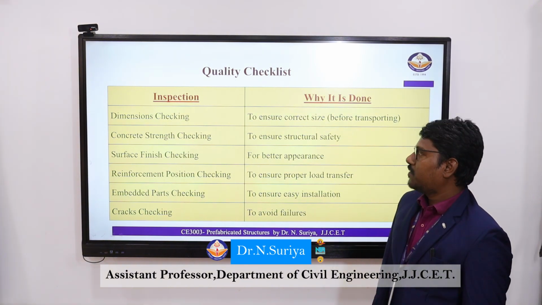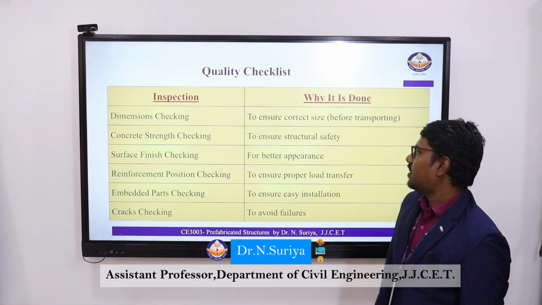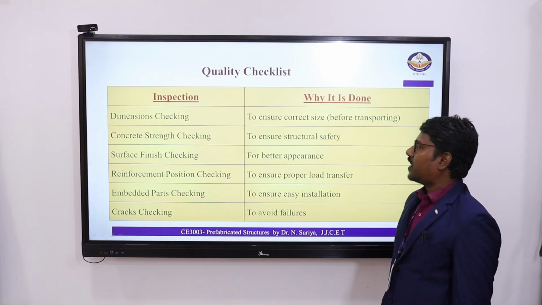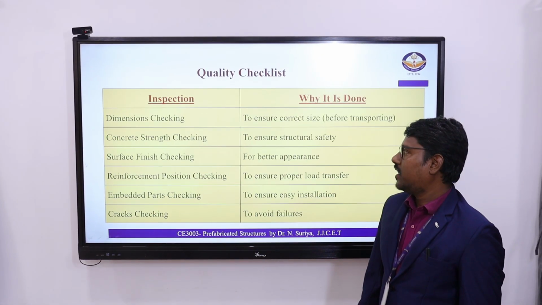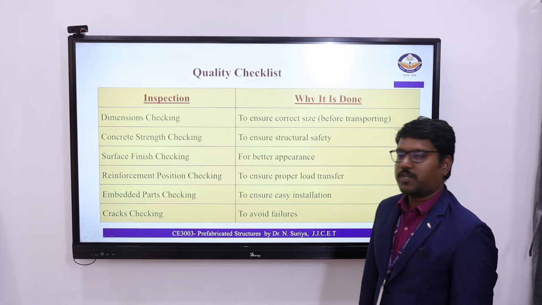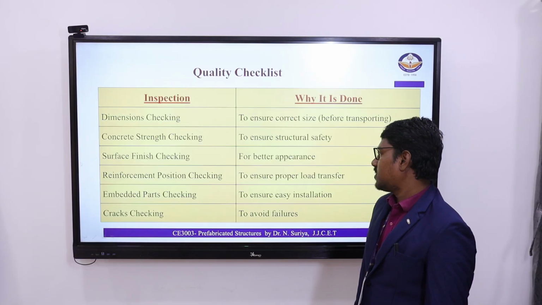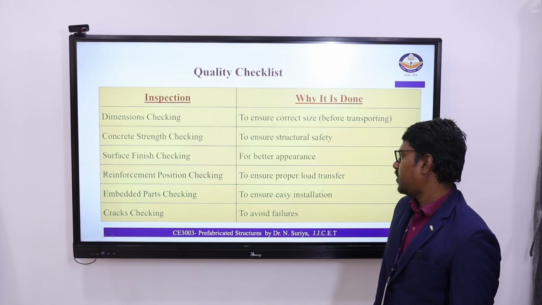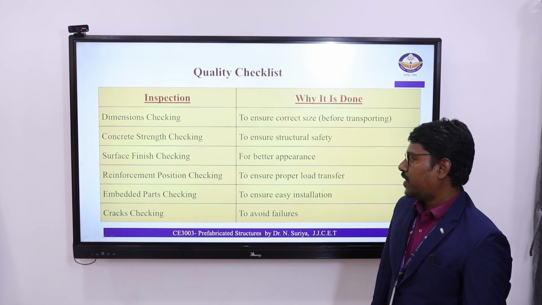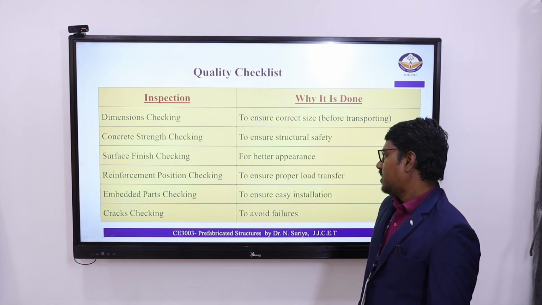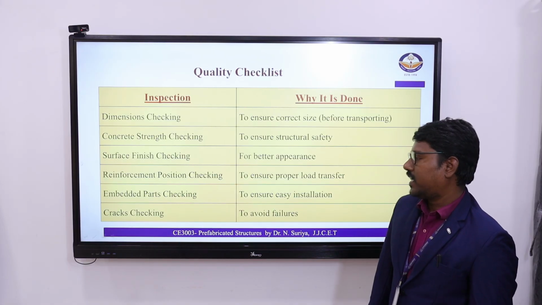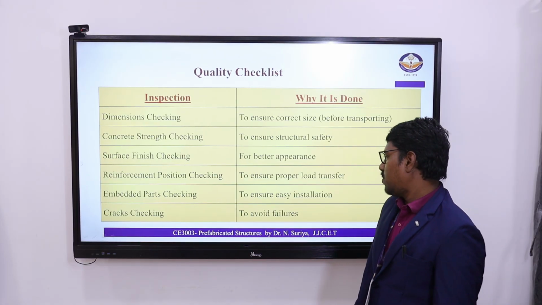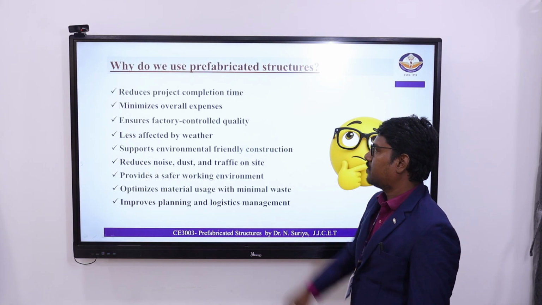Next, quality checklist. We use dimensions checking to ensure correct sizes before the transportation process. And the engineers use concrete strength checking and reinforcement position checking for ensuring proper load transfer, and embedded parts checking is carried out to ensure easy installation process, and finally crack checking process is involved to avoid structural failures.